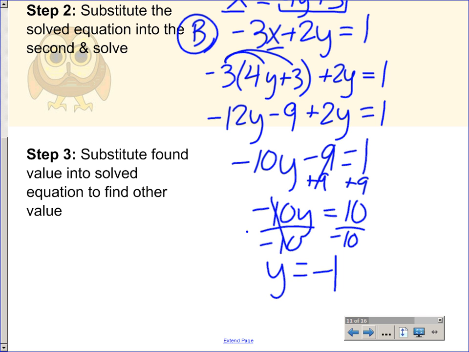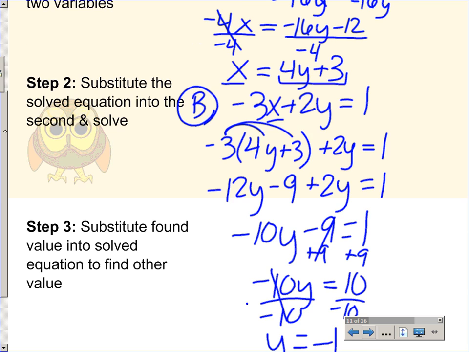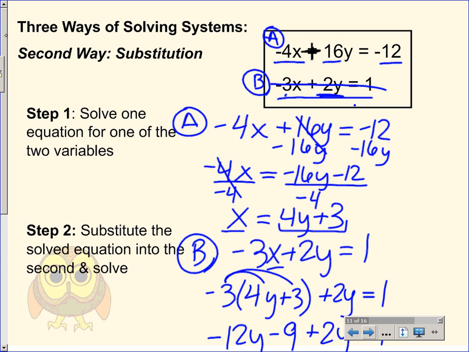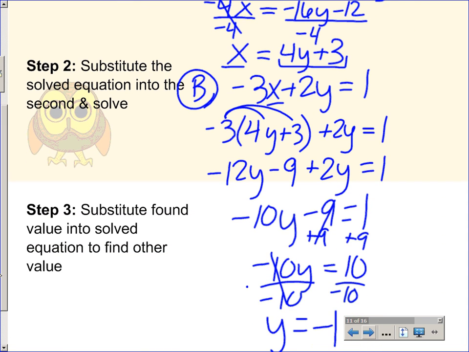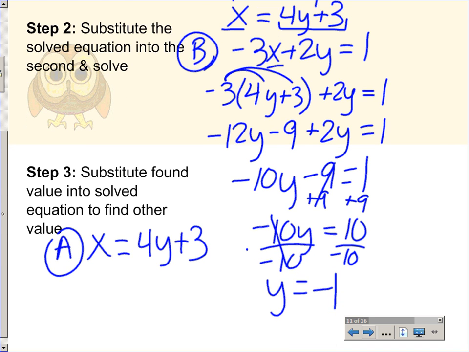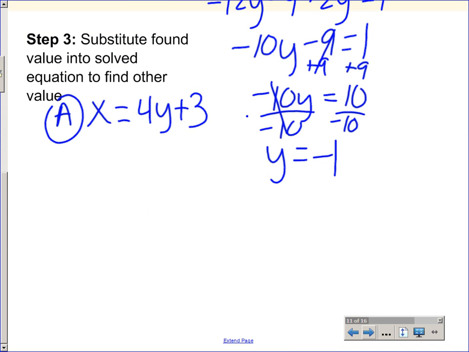So once again, I found half of my ordered pair, and that half is the y value. So I know that it's something, negative 1. I need to find what x is when y is negative 1. For that, I'm going to start with that first equation again that I solved for x. I found that x equaled 4y plus 3. So I'm going to substitute in my y value now.